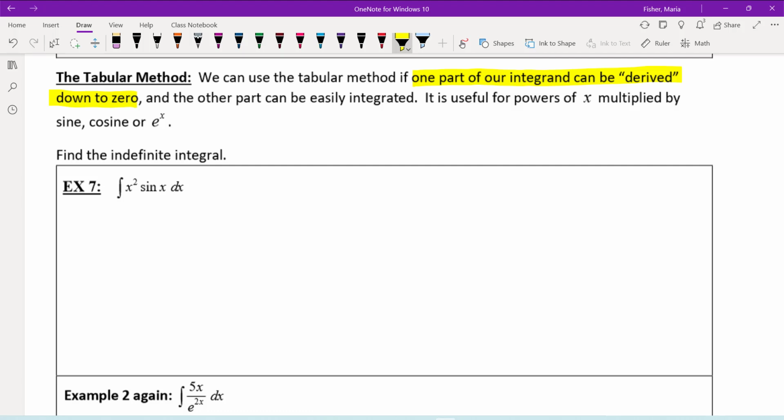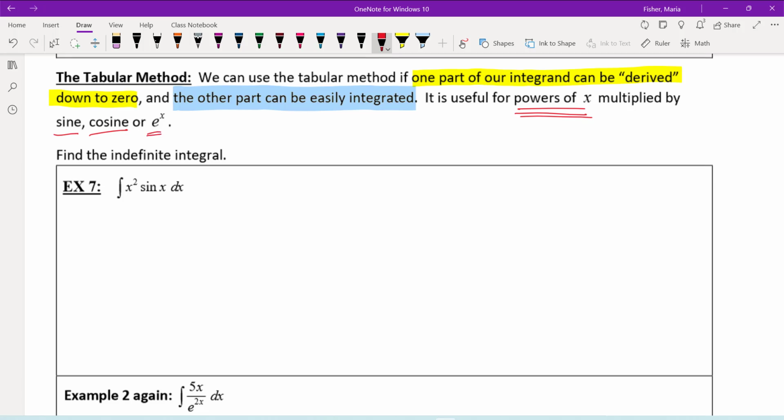Basically, we're going to be using it when our u is equal to something that's algebraic, whose derivative can eventually equal 0. And the other part has to be something that's easily integrated. So your dv has to be something you can easily integrate. It's really useful for powers of x multiplied by sine, or powers of x times cosine, or powers of x times e to the x.